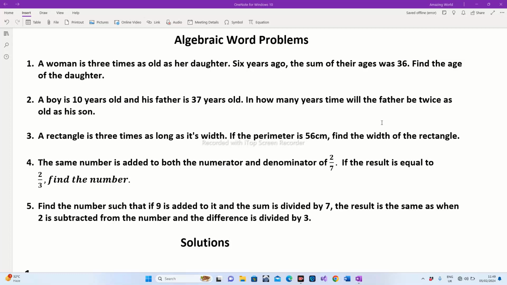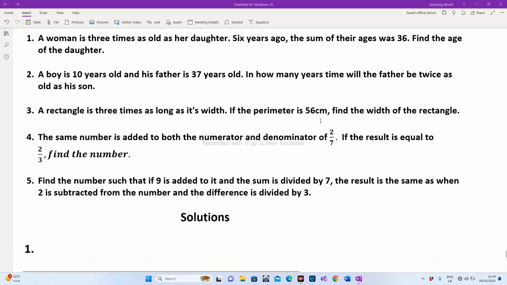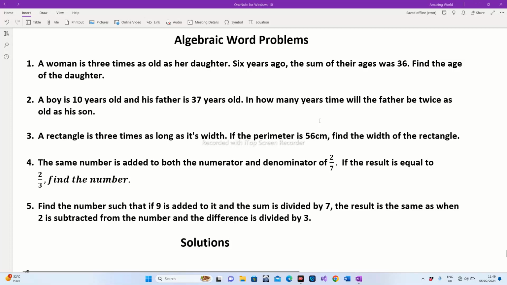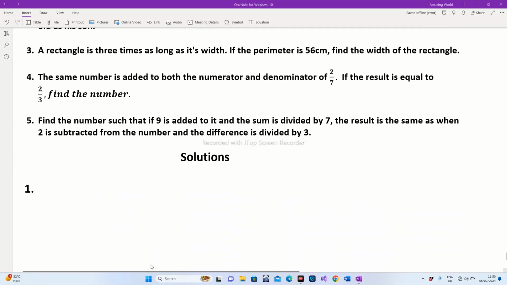So for the first one, we have that a woman is 3 times as old as her daughter. 6 years ago, the sum of their ages was 36. Find the age of the daughter. Okay, sorry for that. So I told you, if you've been following me in previous classes, whatever you don't know in algebra, you say let it be x or any other variable of your choice. You can say let it be a, let it be b, let it be c, or whatever, but we love using x because it's very easy to use.